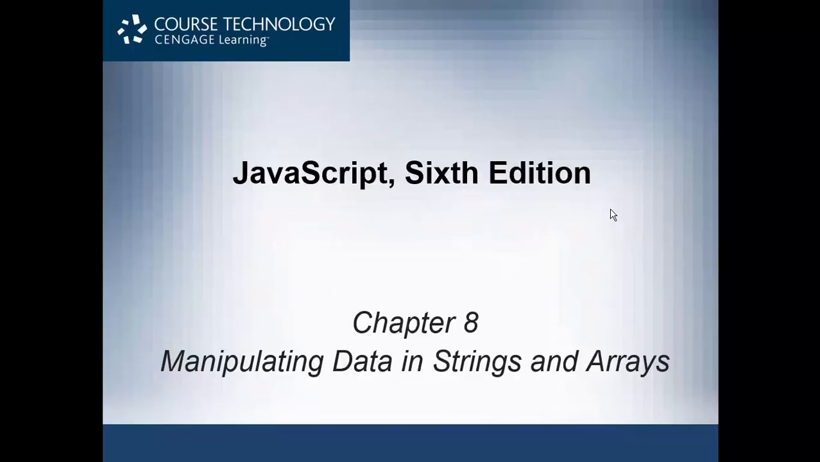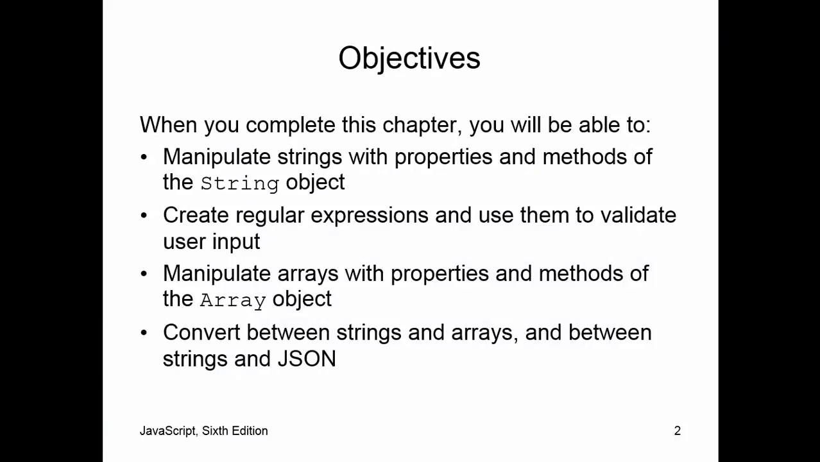We are now up to Chapter 8 of 12, and I'm on page 533, Manipulating Data in Strings and Arrays. In this chapter, our objectives are to be able to manipulate strings with properties and methods of the string object, create regular expressions and use them to validate user input, manipulate arrays with properties and methods of the array object, and convert between strings and arrays and between strings and JSON, which is an acronym that stands for JavaScript Object Notation.